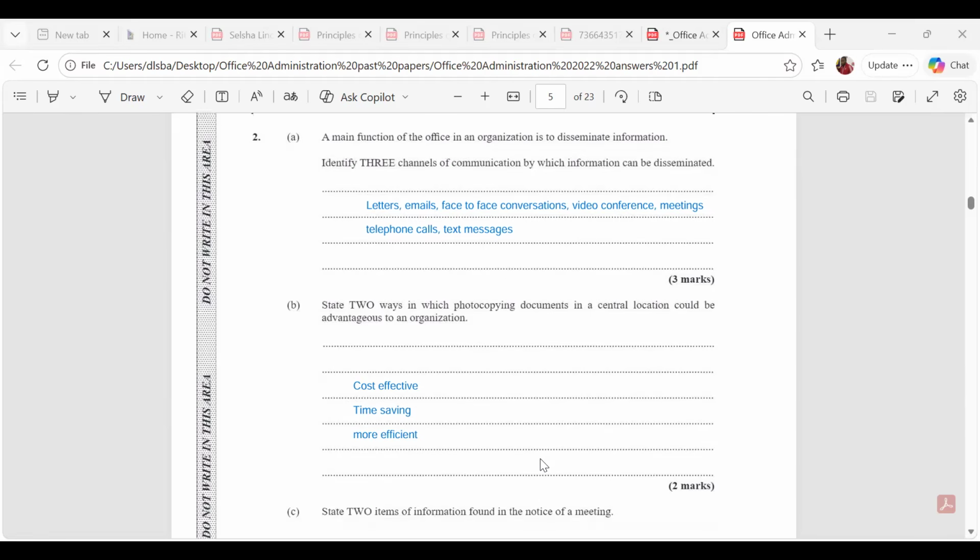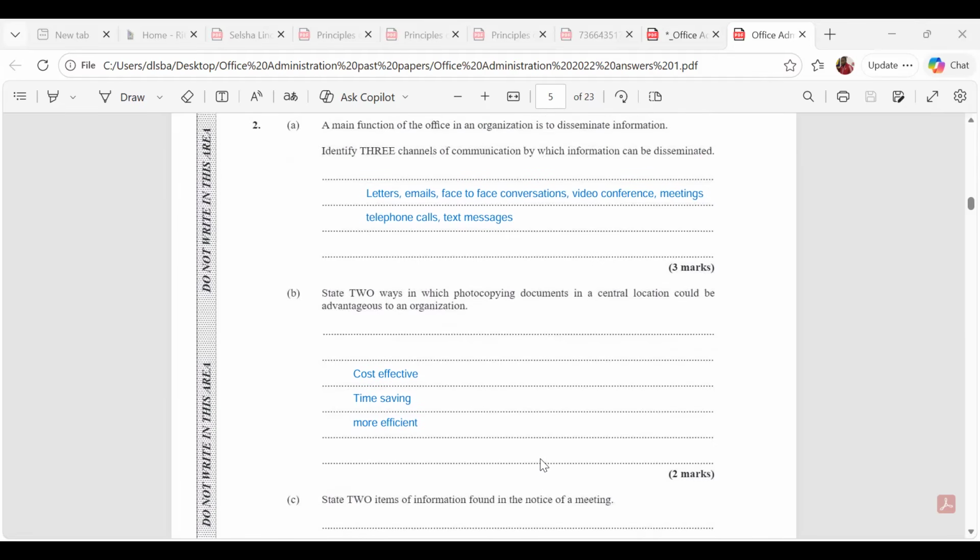I know the biggest advantage is definitely the cost saving. State two items of information found in a notice of a meeting. So somebody sends you a notice letting you know that we're going to have a meeting. What will be on that notice? Time, date, place, venue.